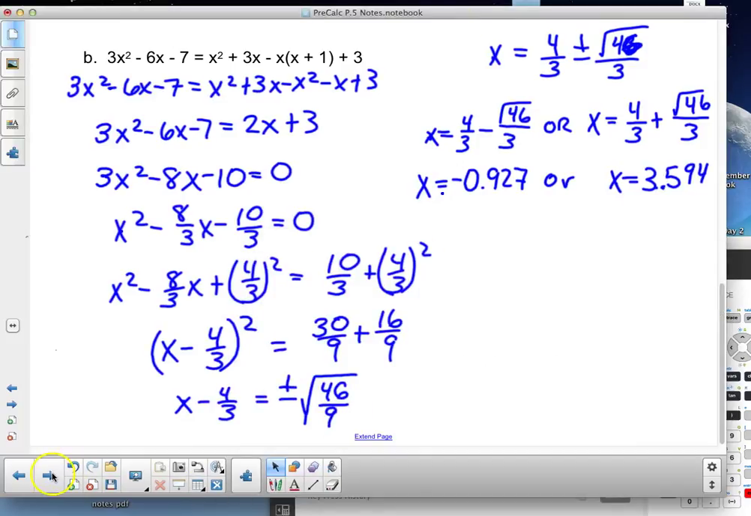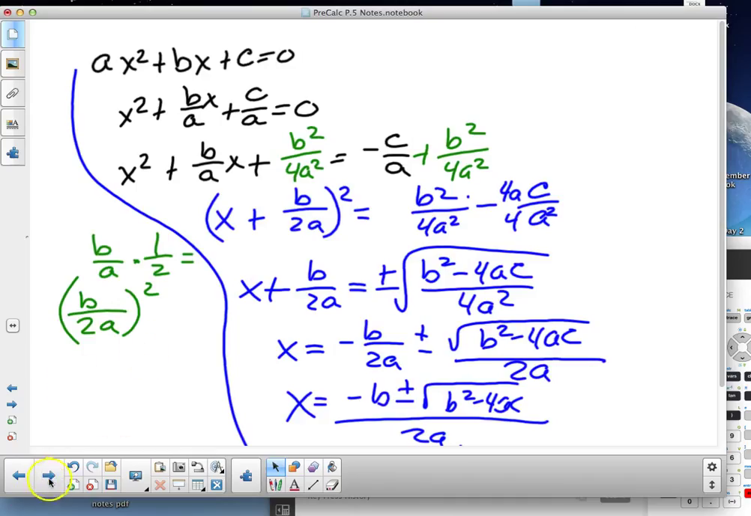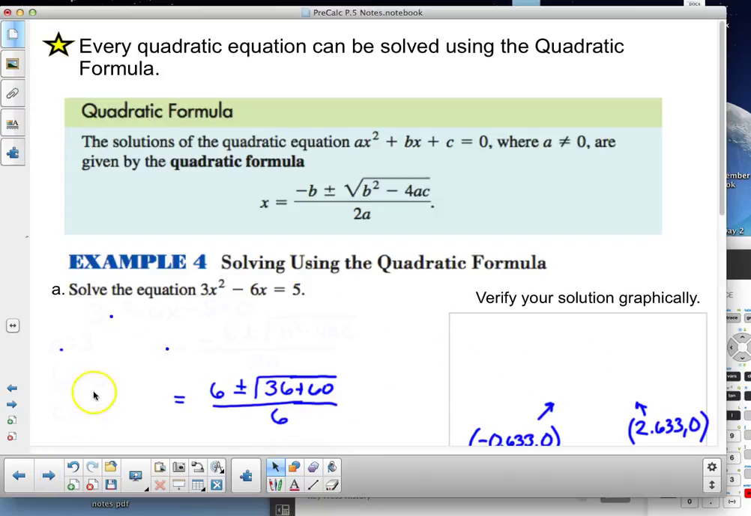As we go on, I think we're done. Nope. Okay, I've still got some stuff. Every quadratic equation can be solved using the quadratic formula. Now the quadratic formula is right here. The solutions to the quadratic equation, ax squared plus bx plus c equals 0, where a isn't 0, are given by the quadratic formula here: the opposite of b plus or minus the square root of b squared minus 4ac, all over 2a.